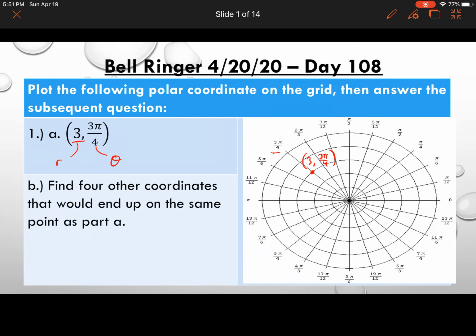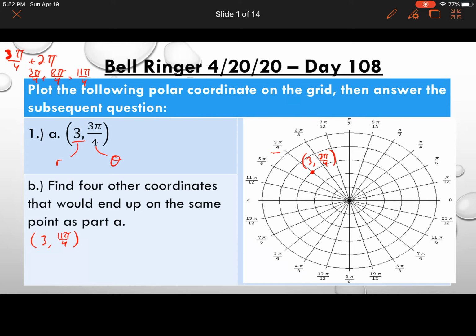So let's do that. First let's try adding 2π to the original angle. So I'm going to do it up here. 3π/4 plus 2π. That's the same thing as 3π/4 plus 8π/4. 8 over 4 is the same thing as 2. So that gives us 11π/4. So that would be one additional coordinate: (3, 11π/4).